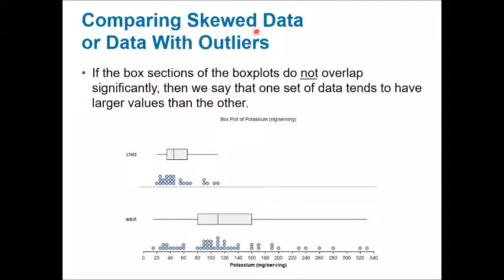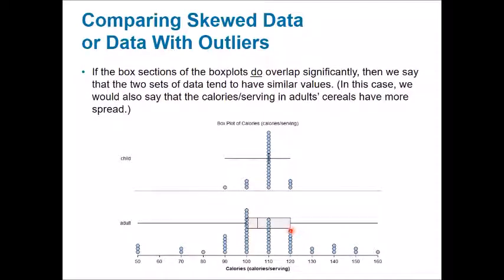If either data set were skewed or had outliers, then instead of using the mean and standard deviation, we would use box plots. If the boxes in the box plots don't overlap, then we're going to say that one set of data tends to have larger values than the other. In this case, for breakfast cereals, adult cereals tend to have more potassium than children's cereals. On the other hand, adult cereals tend to have similar amounts of calories as children's cereals.